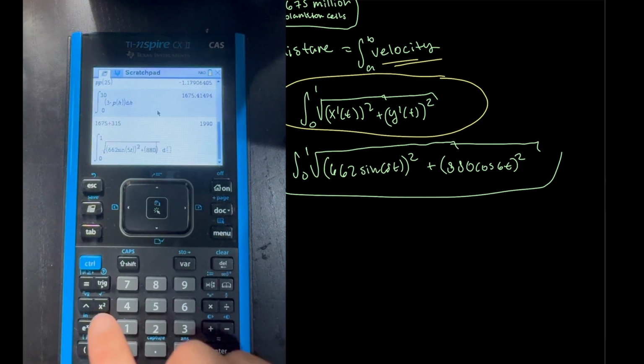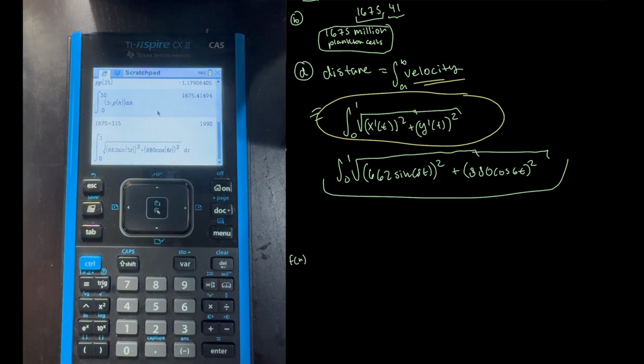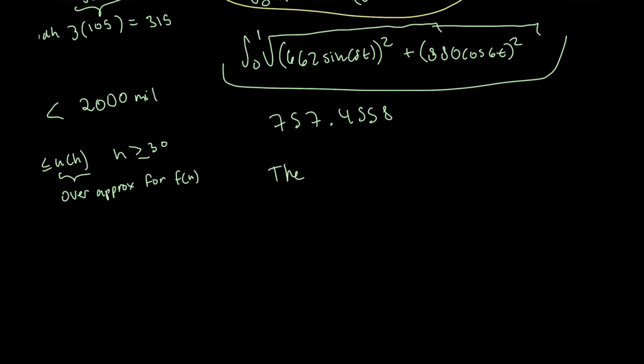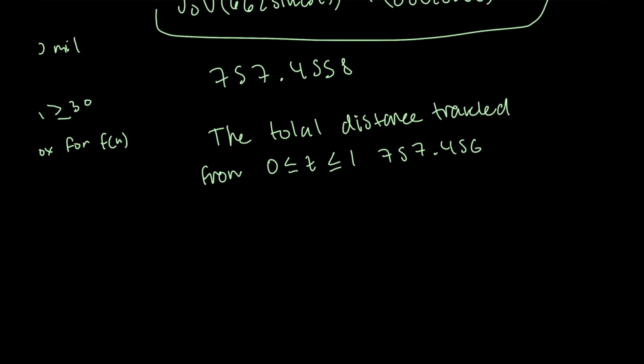And then we can plug this into our calculator to get that the distance is 757.4558. And then we can truncate this or round this. I prefer rounding. And so we get the total distance traveled from 0 to 1 is 757.456 meters. And because this is able to be truncated, it could also be accepted as 757.455 meters instead. And that's our final answer.